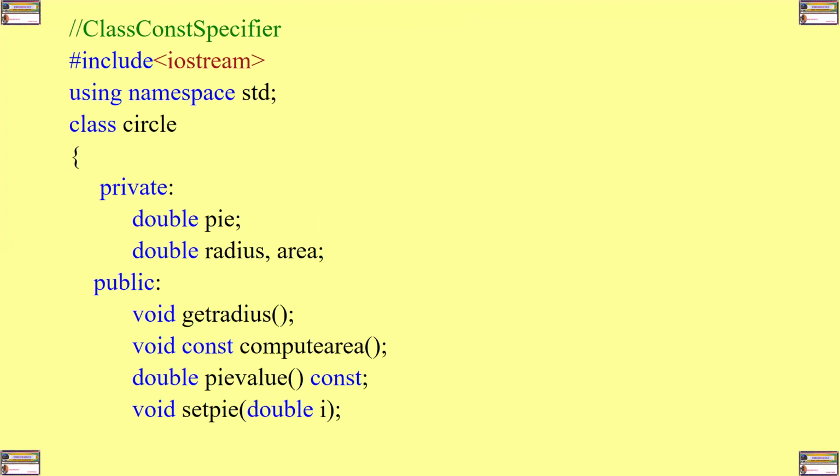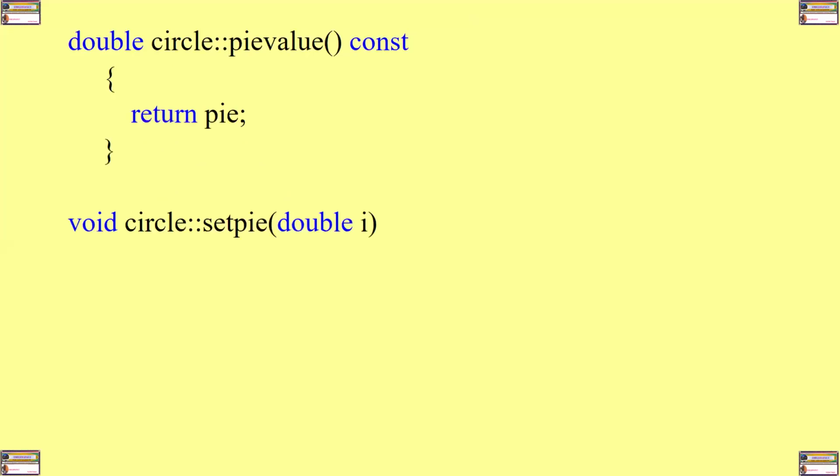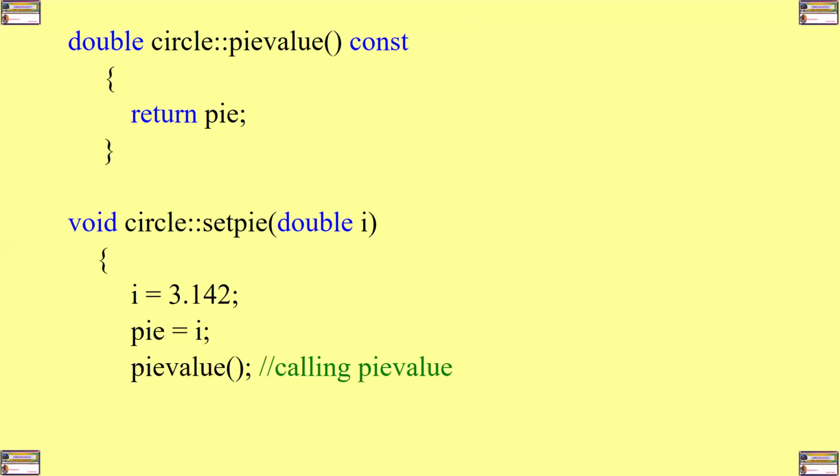And this is the prototype. So the compiler will go and look for the definition of setPy. Here it is. So the value 0 will be received as I. So I will be initialized to 0. But then from there, the memory location called I is assigned the value 3.142. And that value is then assigned to the memory location called pi.